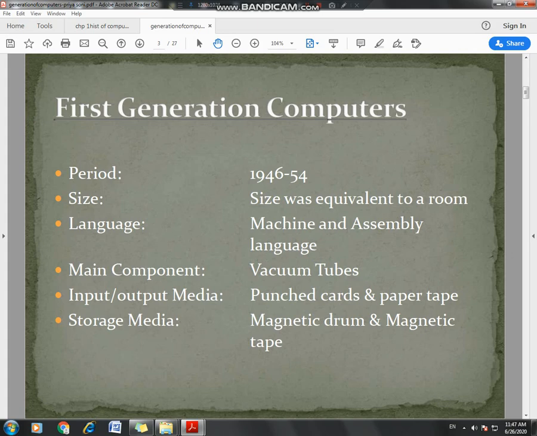Now, you already know what a punch card is, that we have discussed in the history of computers, and paper tapes. Like the old videotape you must have seen, some tape of that sort, which was very difficult to maintain, and if, let's say, it comes out, then the entire data is destroyed. Storage media were magnetic drum and magnetic tape.